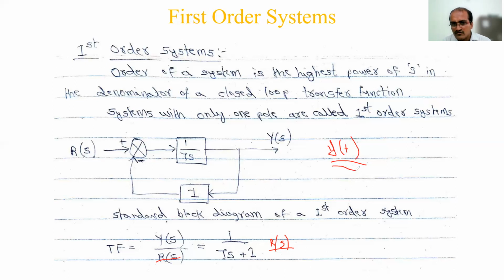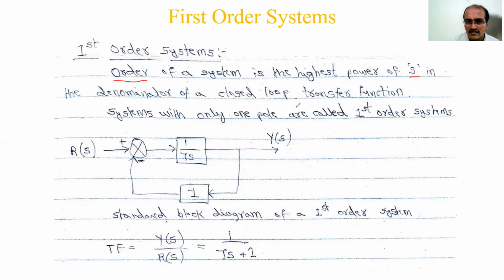Before we do that, you should know what is meant by a first order system, what is a second order system, and then their response. We'll start with first order systems. The order of a system is the highest power of s in the denominator of the closed loop transfer function. S is the variable in the Laplace domain. That is called the order.